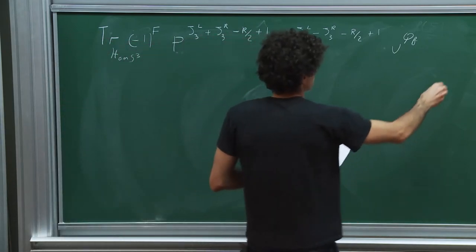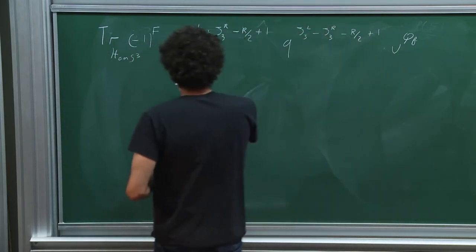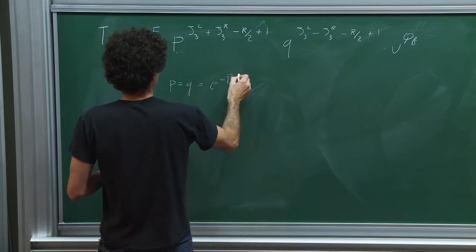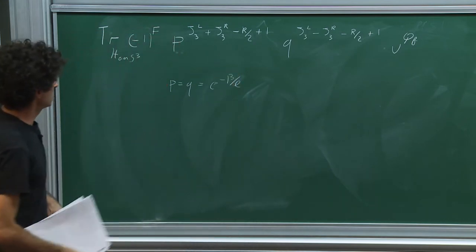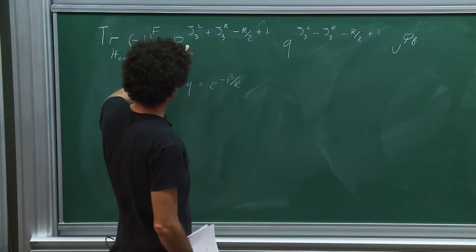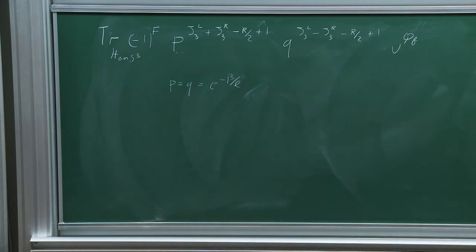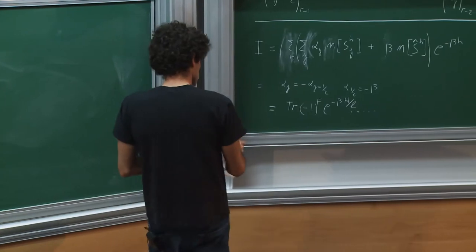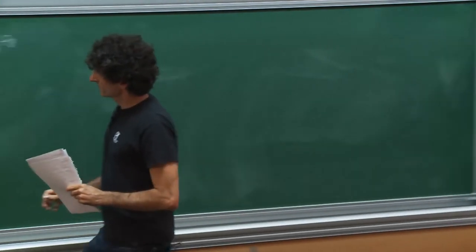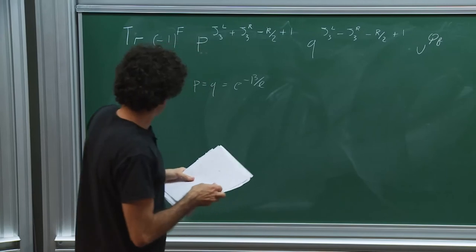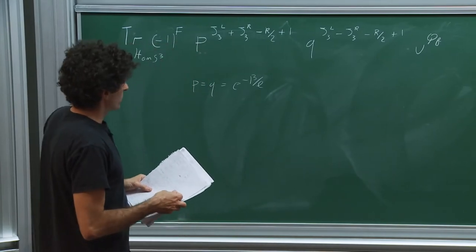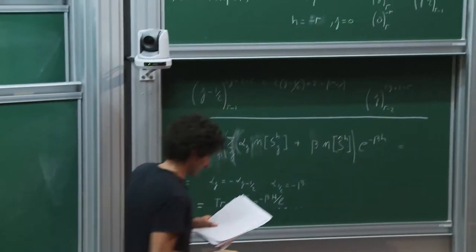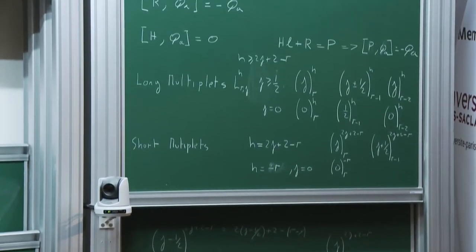And you can see that if p is equal to q, e to the minus beta over L, then this just becomes this guy over here. That's okay. Well, you have to use the fact that H is equal to 2J plus 2 minus R.